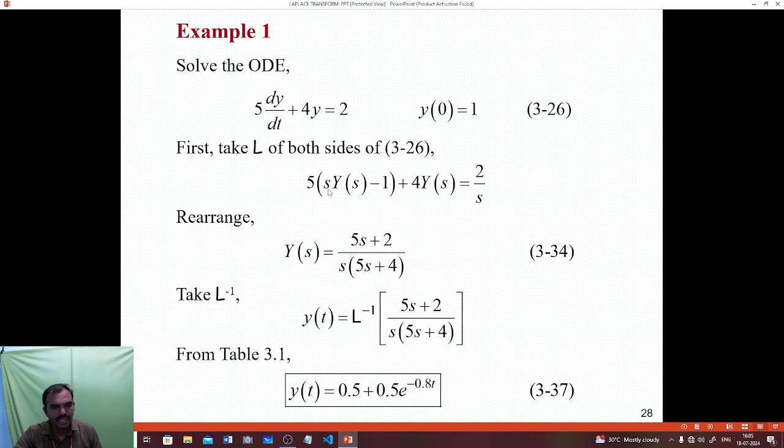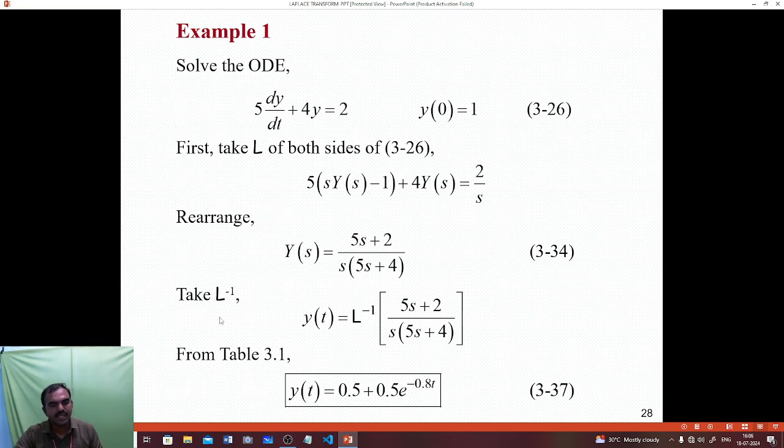So 5 times s Y of s minus 1, plus 4 Y of s, equal to 2 by s. Next, to find Y of s, multiply out and move the minus 5 to the right hand side as plus 5, then take Y of s as the common factor. What remains is Y of s equal to 5s plus 2 divided by s into 5s plus 4.